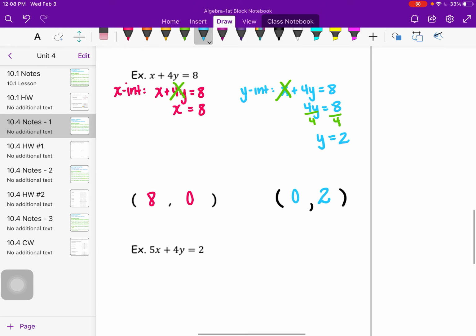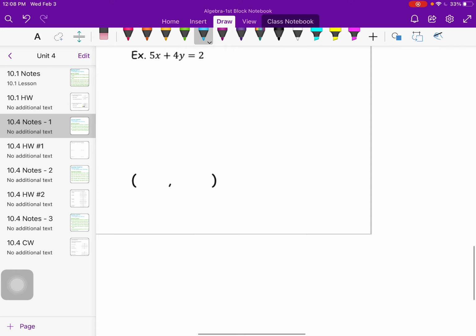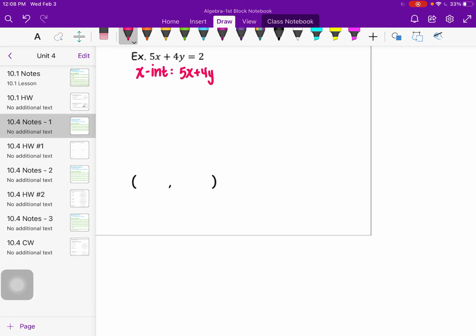I do want to look at just one more, because this is not a perfect world, so sometimes we do get fractions and decimals, and that's okay. Let's take a look at this example: 5x plus 4y equals 2. I'm going to solve for my x-intercept, which means 0 goes in for y, and 5x equals 2. Solve. Divide both sides by 5, and x equals either 2/5 or 0.4, whichever you prefer. And don't forget to write it as an ordered pair.